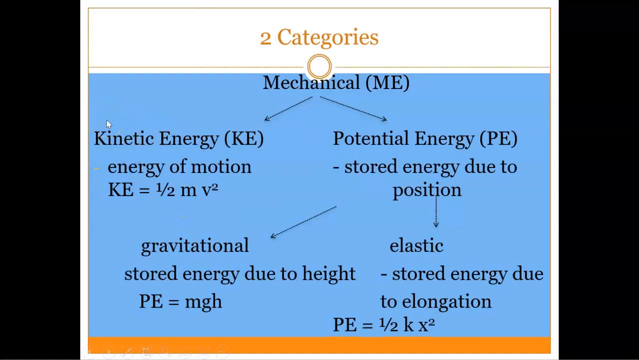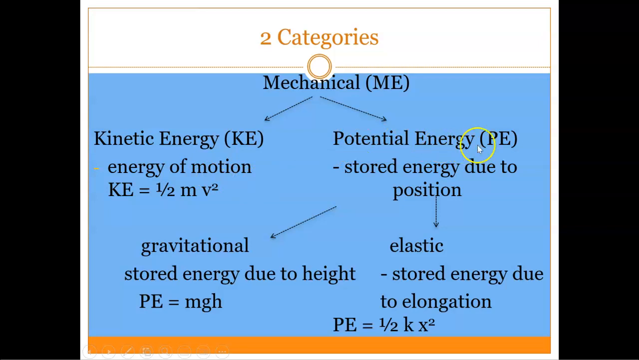So there's two main categories of energy that we're going to deal with. We only deal with mechanical energy. We're not going to deal with things like thermal energy or nuclear energy, anything like that. We're just going to deal with mechanical, which we abbreviate as ME. So there's kinetic energy, the energy of motion, and the equation for that is KE equals 1/2 times the mass times the speed squared. So 1/2 mv squared gives you the kinetic energy of the system.